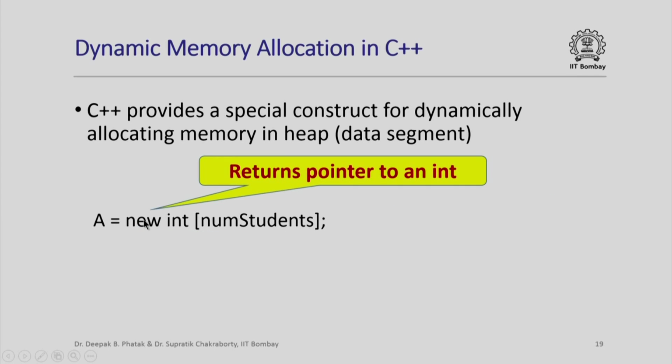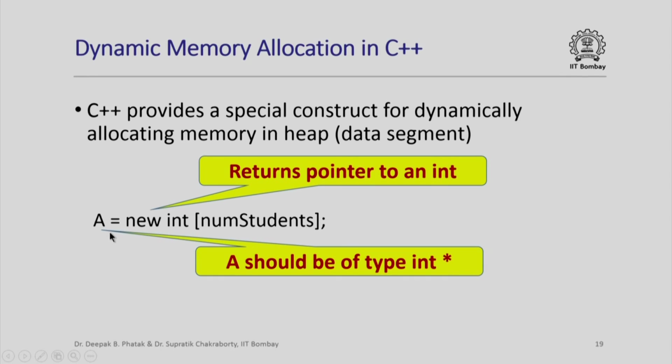And this construct is actually going to return a pointer to an integer. So therefore the type of A, which is what I am assigning the return value of this construct to, should be int star.